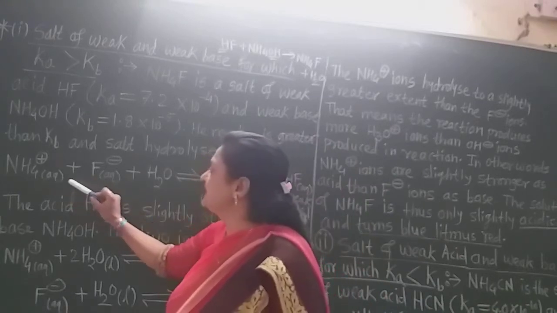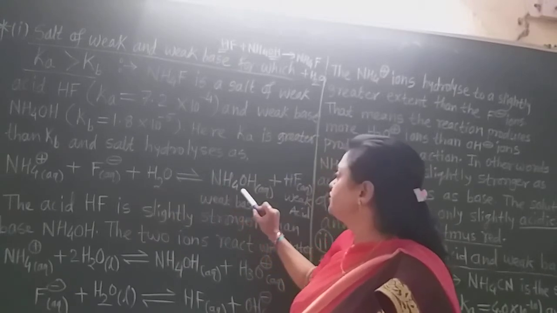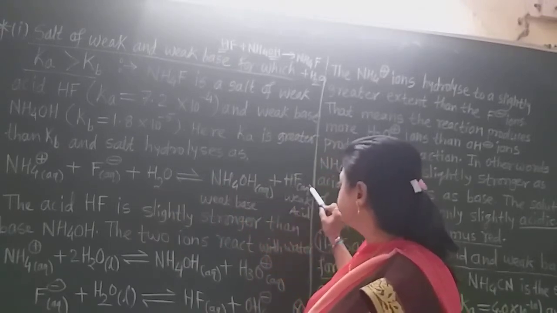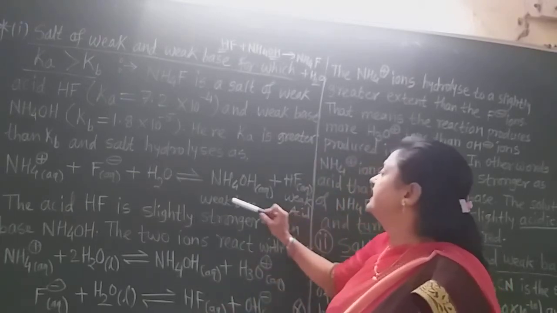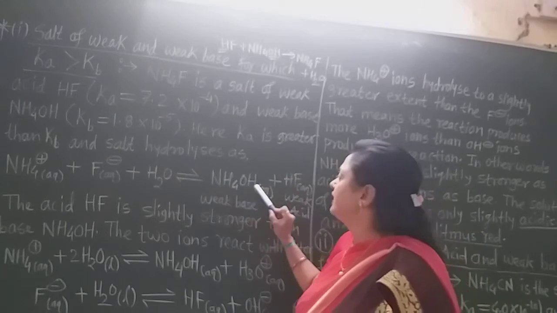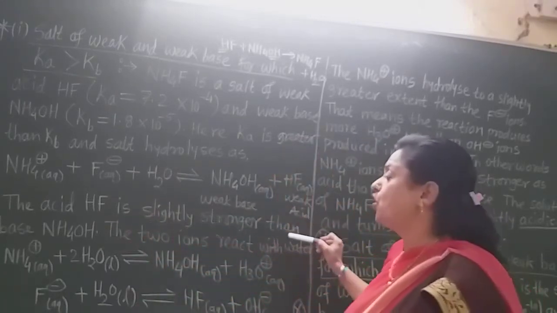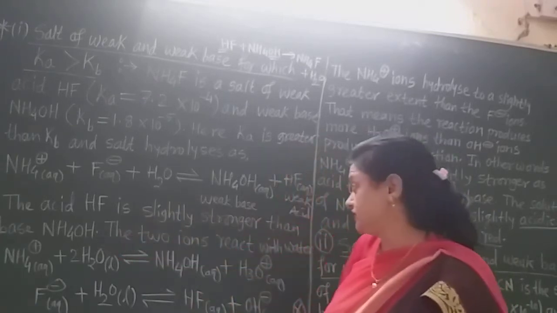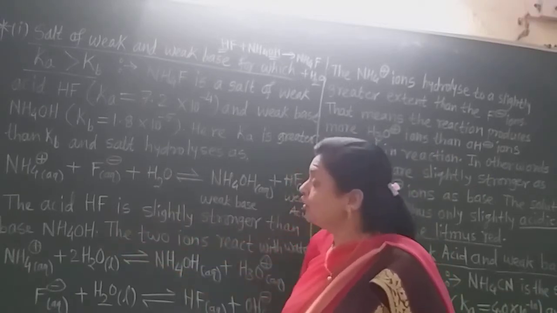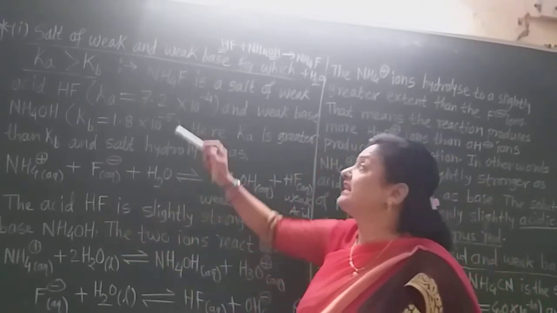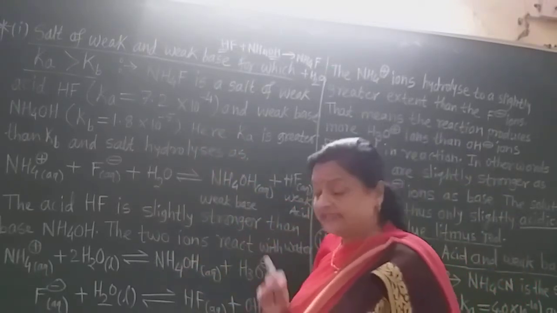NH4 plus aqueous plus F minus aqueous plus water gives NH4OH aqueous plus HF aqueous. Now here HF is the weak acid and ammonium hydroxide is the weak base. Now the acid HF is slightly stronger than the ammonium hydroxide, because the value of Ka is greater than Kb, and the two ions react with water in this way.